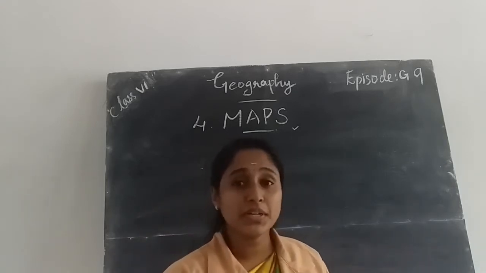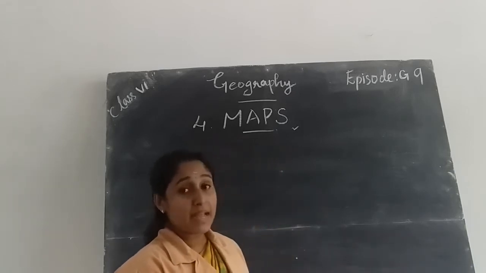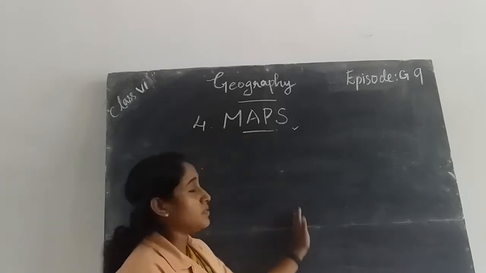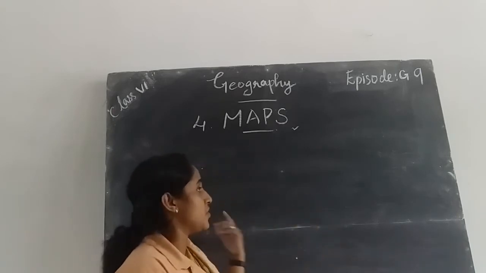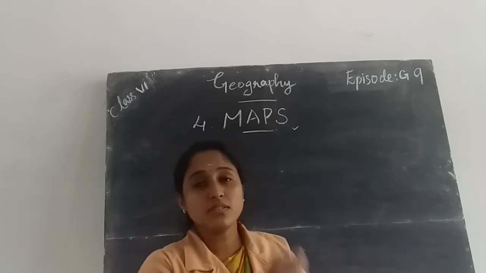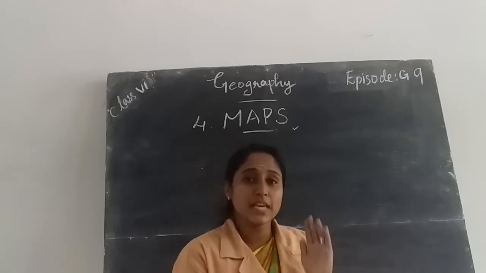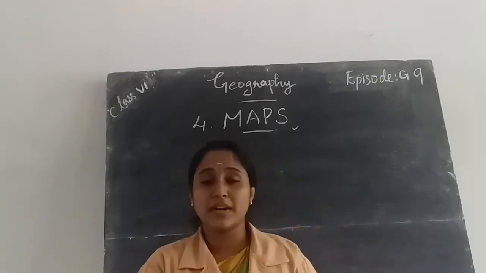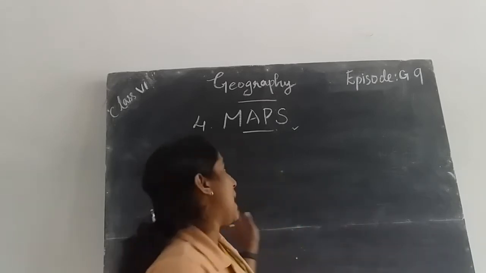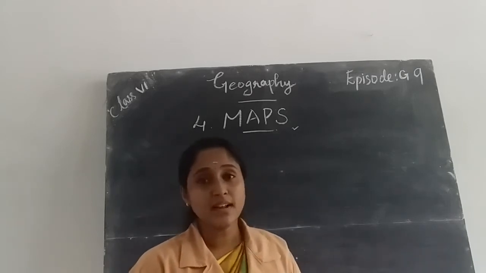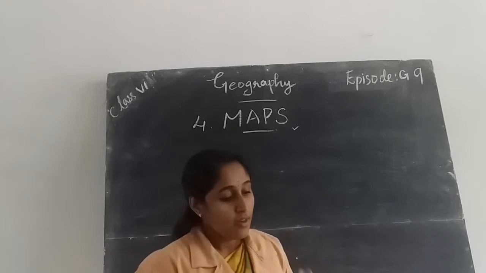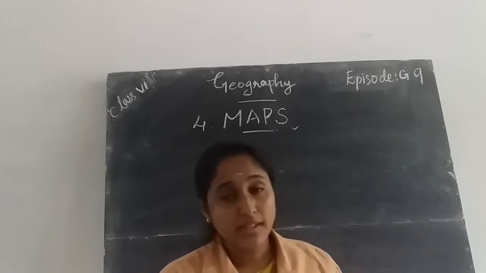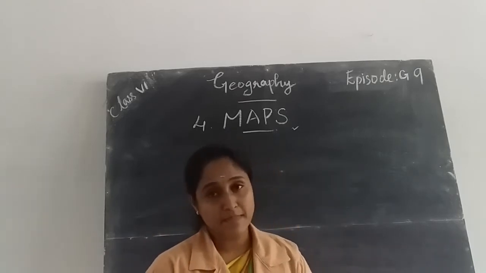And the third one is the thematic map. A thematic map shows the climate and rainfall of a region and the distribution of forests, roads and railways. The types of maps that give this kind of information are called thematic maps. So these are the main types of maps. Then we discuss the components of maps.